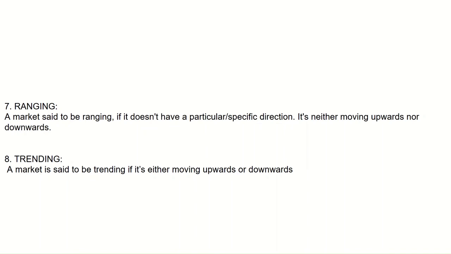Trending. A market is said to be trending if it is either moving upward or downward. So this is like the opposite of ranging. If the market is not ranging, then it is trending. In this trending, that is where we have bullish or bearish. When the market is moving upward, it is bullish. When it is moving downward, it is bearish. So it means it is trending, either upward or downward. But when it is trending neither upward nor downward, then it is ranging. It doesn't have a particular direction. It is just moving sideways.